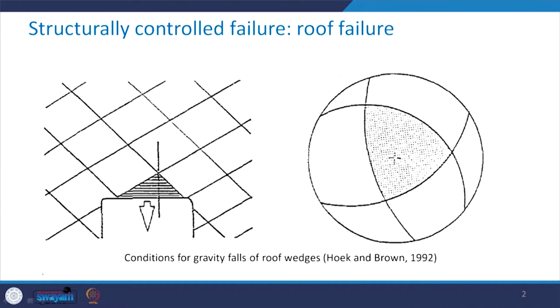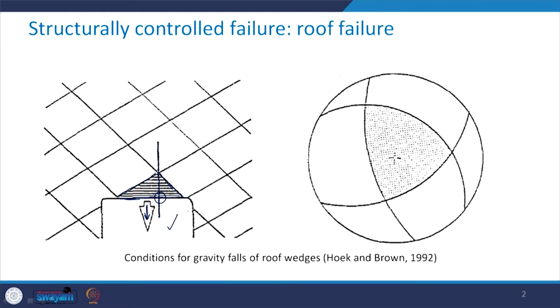I mentioned to you that the wedge can be formed in the roof by these three discontinuity planes, and the condition that this wedge will fall in the vertical direction was that a vertical line passing through the apex of this wedge, if it is crossing the base like here, this means that this wedge will have the tendency to fall in the vertical direction in this excavation.